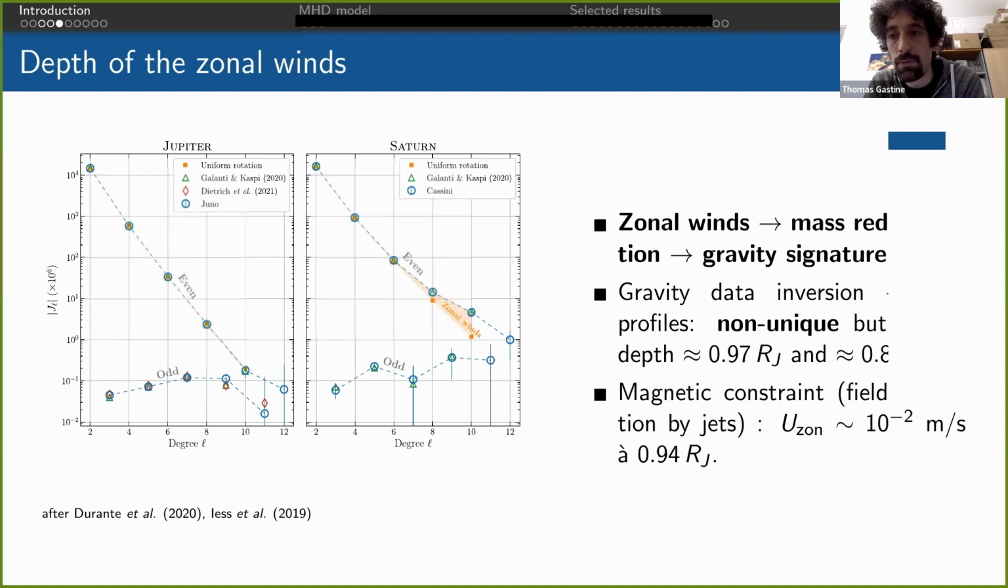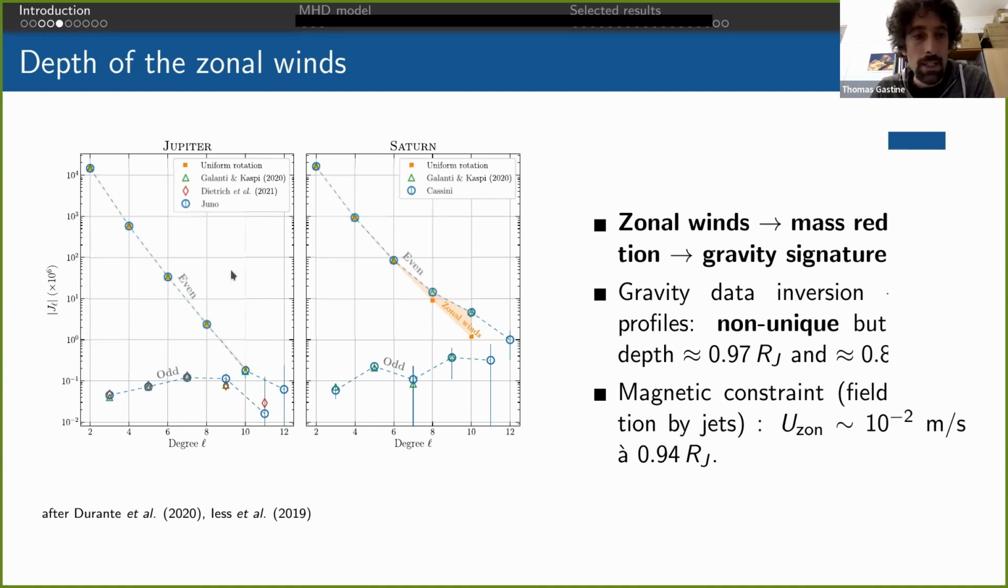Thanks to the Juno mission, gravity data have been gathered with very good accuracy. What's shown here is the zonal gravity moment for Jupiter on the left and for Saturn on the right as a function of the spherical harmonic degree. The blue circles correspond to a model that has been constructed using the Juno data for Jupiter and the end of the Cassini mission data for Saturn.